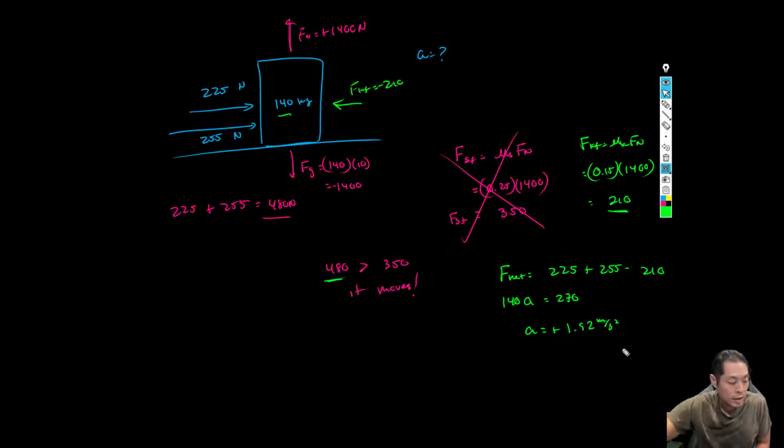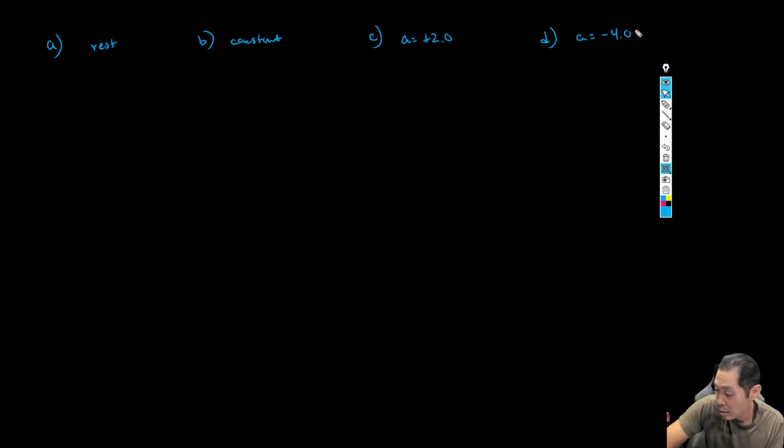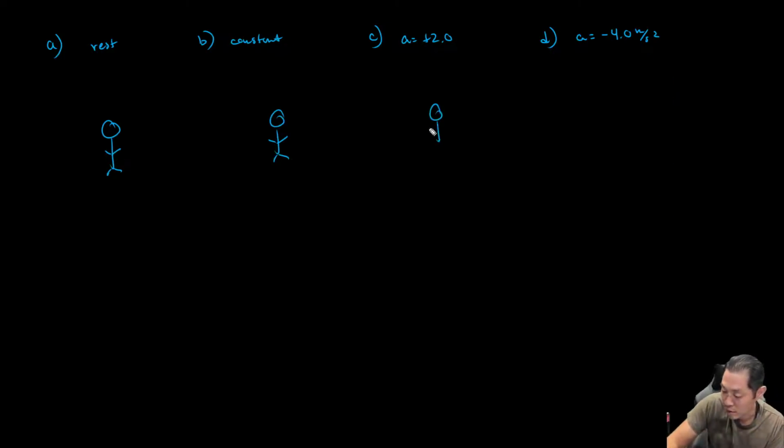All right, the elevator problem. In the elevator problem, we really only care about the person. So I'm going to do A, B, C, D. This one's at rest. This one is constant. This one has acceleration of positive 2. And this one has acceleration of negative 4. Okay. You have a person, and that person is experiencing 4 different situations. But that person has a mass of 75.